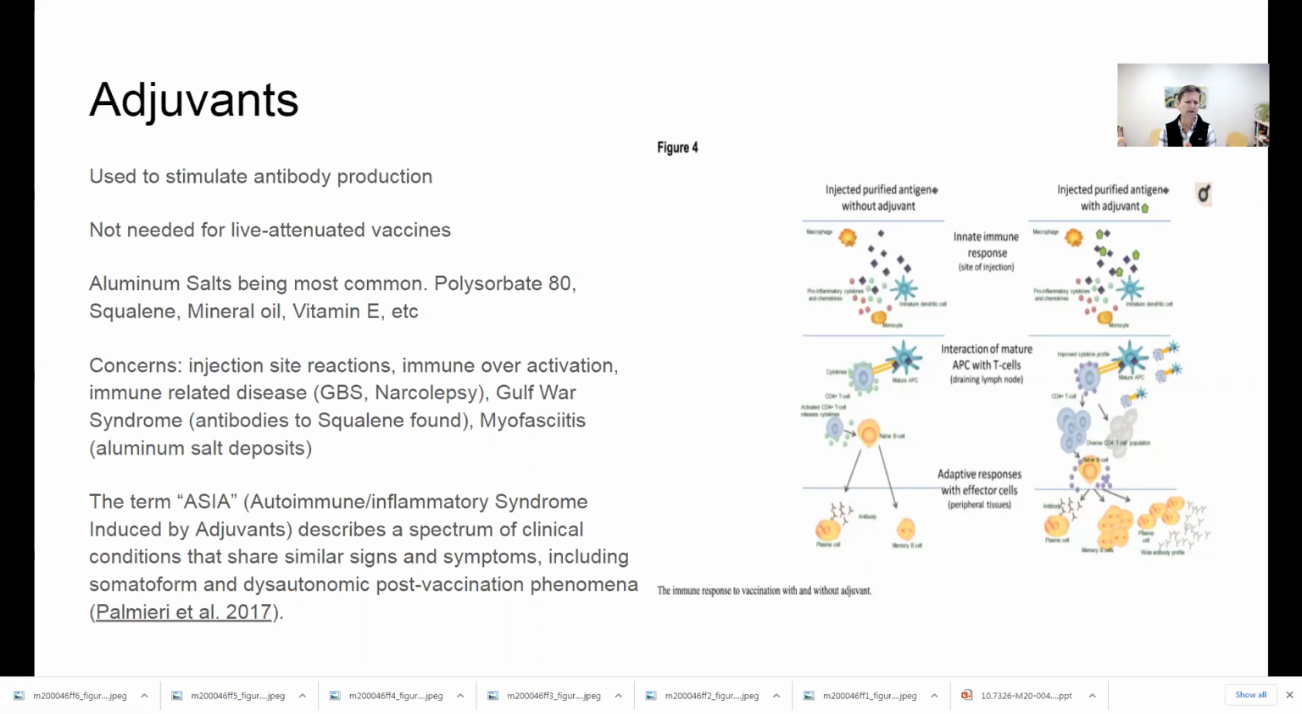And then lastly, there is a whole category of syndrome called ASIA. It's autoimmune inflammatory syndrome induced by adjuvants. So it's a spectrum of clinical conditions. And so we do see these things in people.